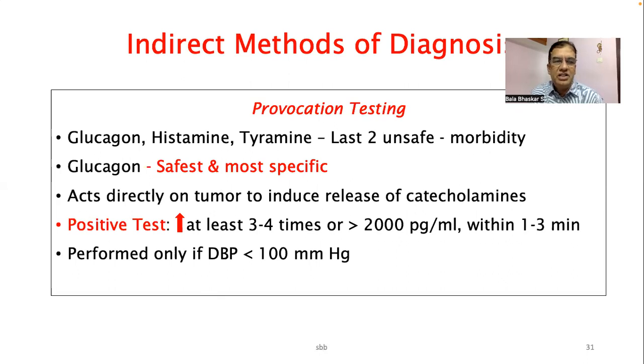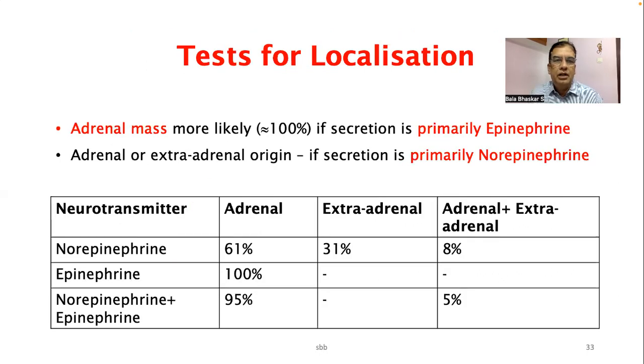When you administer this, a positive test is indicated by an increase of 3 to 4 times, or more than 2000 picogram per ml, of the catecholamines within 1 to 3 minutes. It is performed only if the diastolic blood pressure is less than 100 millimeters of mercury. In fact, if you have primarily epinephrine, it means that the patient has an adrenal mass. And if it is primarily norepinephrine, the patient can have both adrenal or extra-adrenal origin of the tumor.